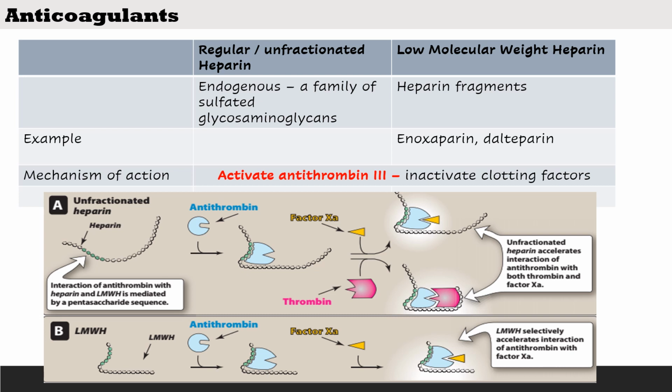Unfractionated heparin, when it binds to antithrombin, will accelerate the interaction of antithrombin with factor 10A and thrombin, while the low molecular weight heparin, when it binds to antithrombin, will accelerate the interaction of antithrombin with factor 10A. Similarly, the other drug we mentioned, fondaparinux, also acts similarly to the low molecular weight heparin by inhibiting only factor 10A.